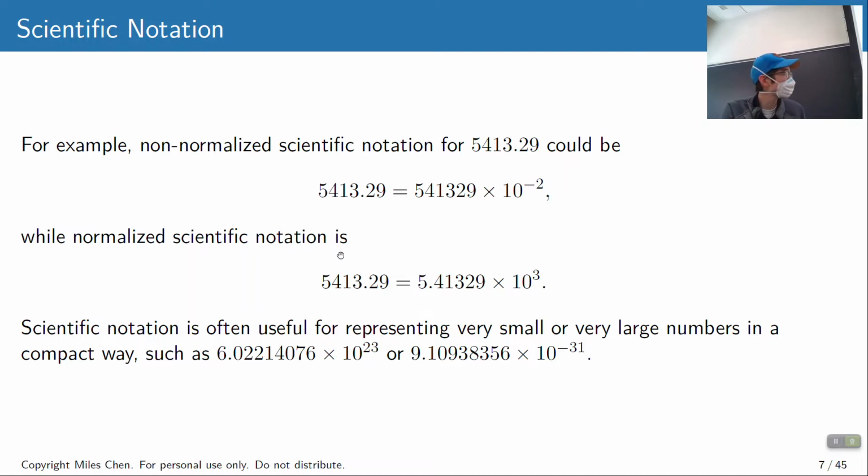Okay, normalized scientific notation. You would take this number, you would roll the decimal point 3 spots over to the left, and this would be represented as 5.41329 times 10 to the third power. Because you moved the decimal place 3 places over, you've reduced it by a factor of 10 to the third, and so to get back your original value, you have to multiply it by 10 to the third. You have to multiply this by 1,000 to get this back.